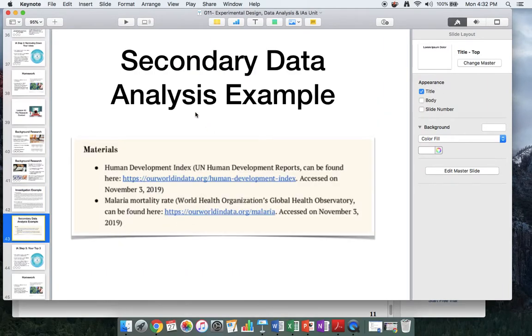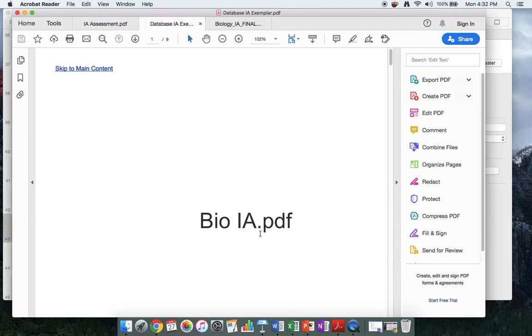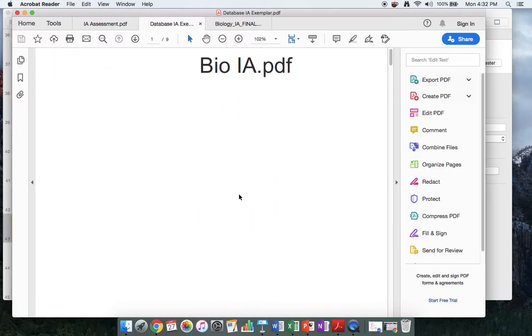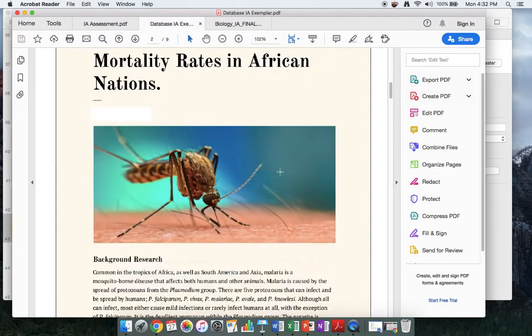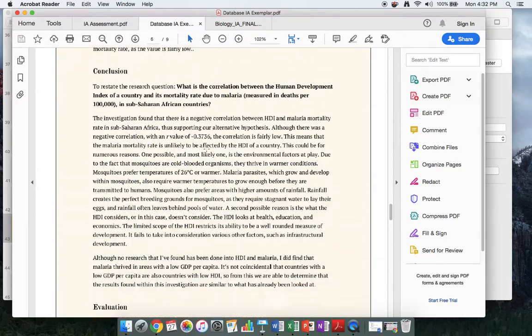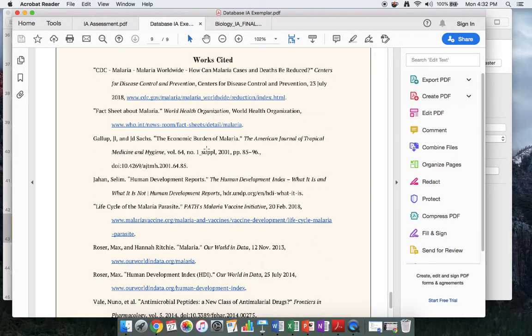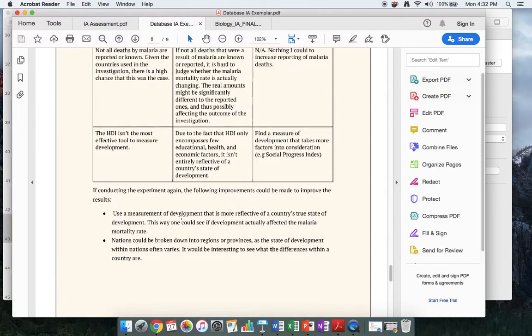Now I also have an example of someone who did database analysis. So in this database IA, it's not great quality necessarily, but it gives you a good idea of where you can start if you're choosing to work with secondary data that someone else produced. So this person looked at the correlation between HDI and malaria mortality rates, and they did not do any in-text citations. Now they have a decent works cited at the end, and because I work with this student, I know that it's their own work, but they're going to lose points for not having in-text citations.